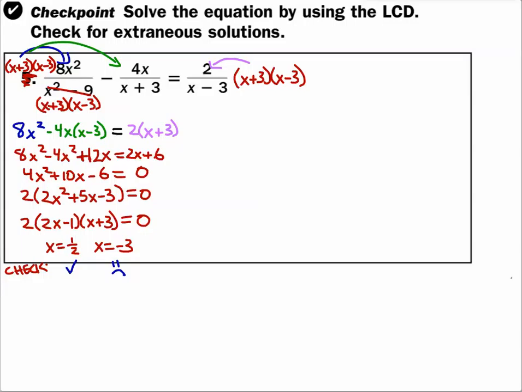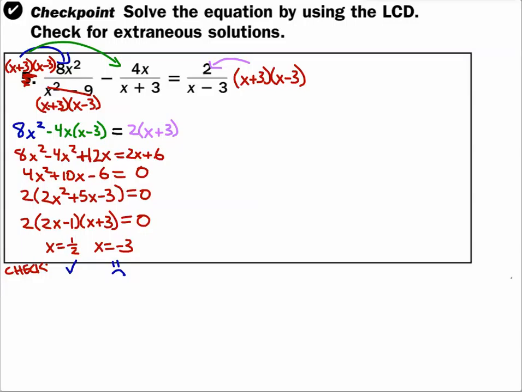Boom, boom, boom. Distribute some stuff, bring it around to 0. You end up with 4x squared plus 10x minus 6 equals 0. That's great. Factor out the common 2 to bring the numbers down. So it's 2 on the outside: 2x squared plus 5x minus 3 equals 0. Factor that: 2x minus 1, x plus 3. Makes your answers x equals 1/2 and x equals -3.